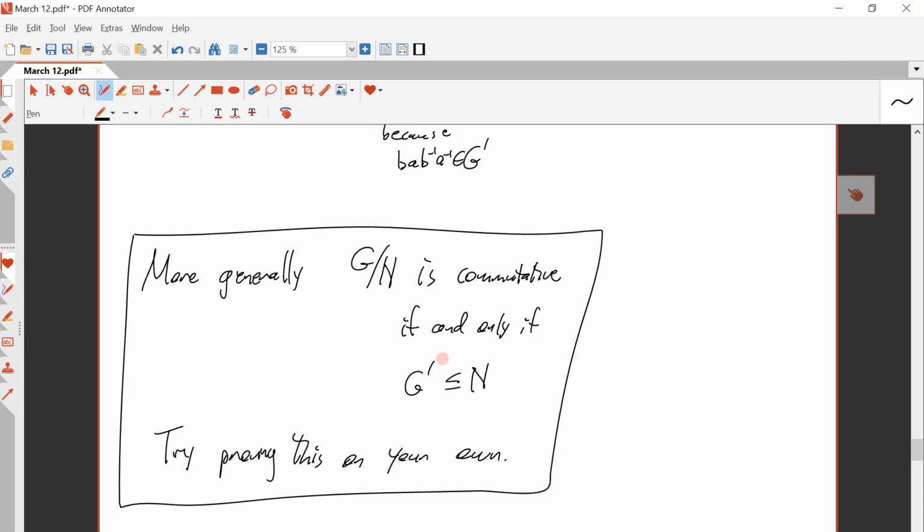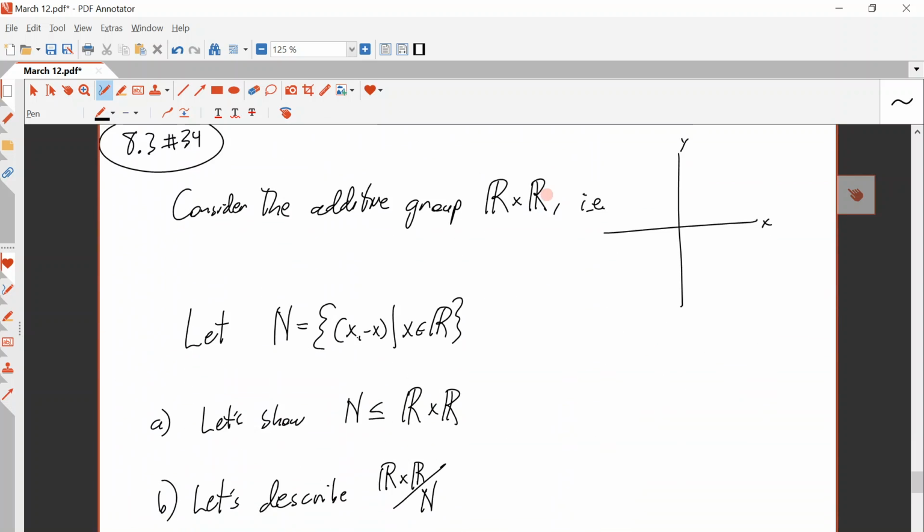So in number 33, we talked about the commutator subgroup and proved that G mod the commutator subgroup is commutative. So for a non-commutative group G, G mod G prime is commutative. And actually, whenever G mod N is commutative, it means that N contains G prime. So give this one a try on your own. Maybe that'll be an exam problem. Okay, it's not a hard proof. So we did that, and we did number 34 here.